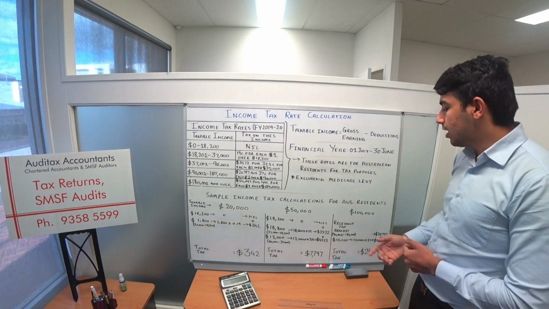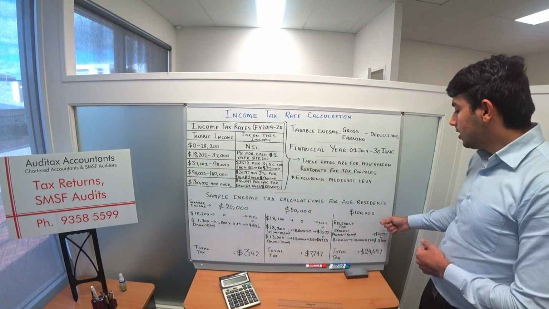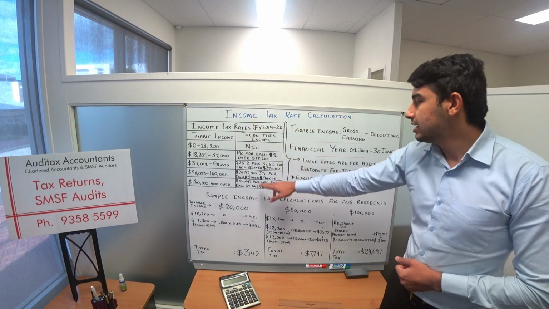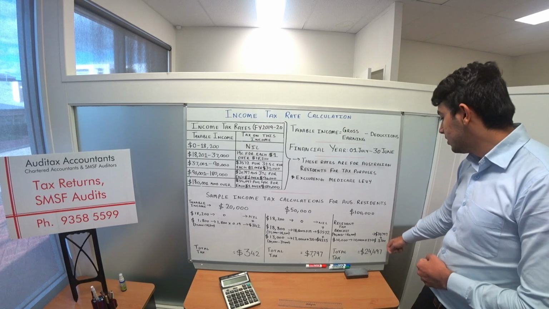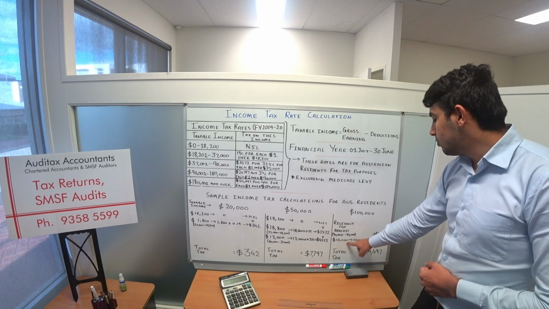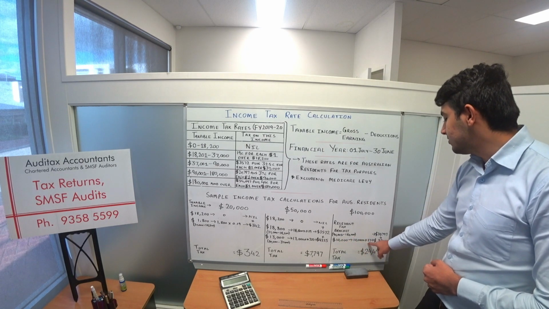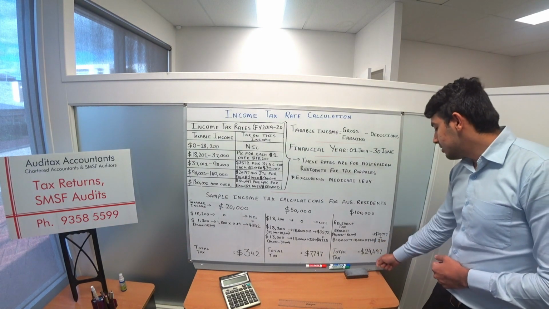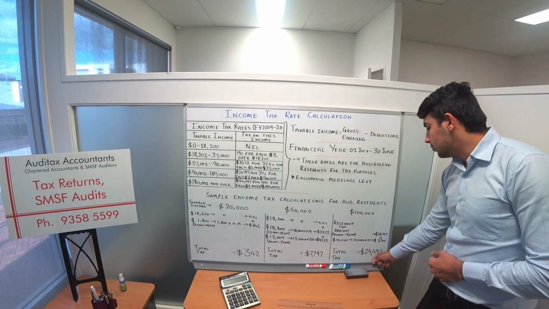For the next example, $100,000. We already know from here, we're going to go straight away to this bracket. So that's $20,797 plus, for the remainder of the $10,000, we'll pay 37 cents of tax for every dollar. That's $3,700, which makes your total tax bill $24,497.